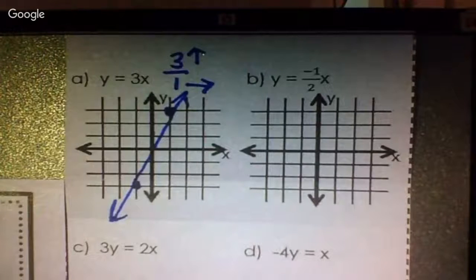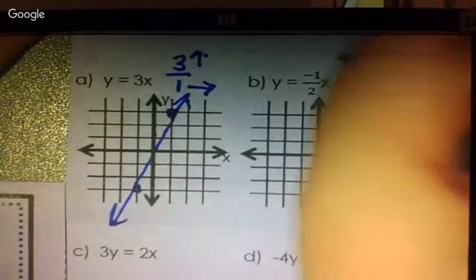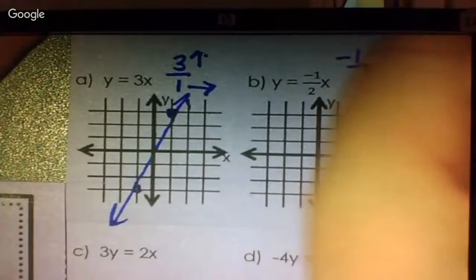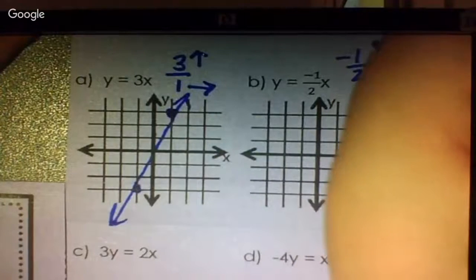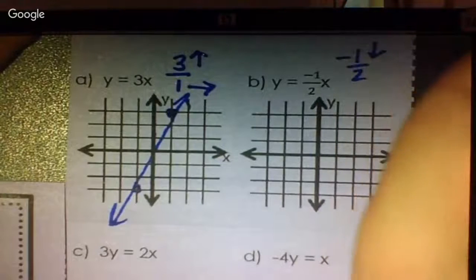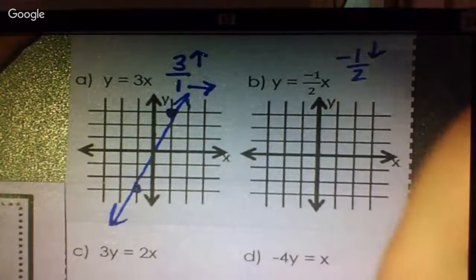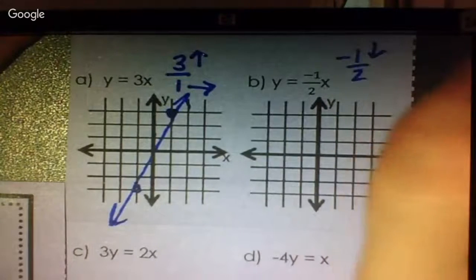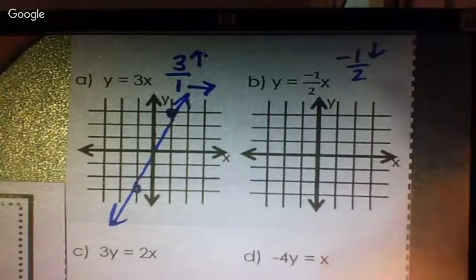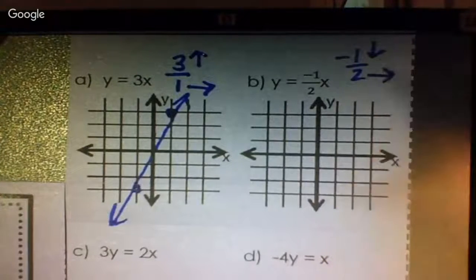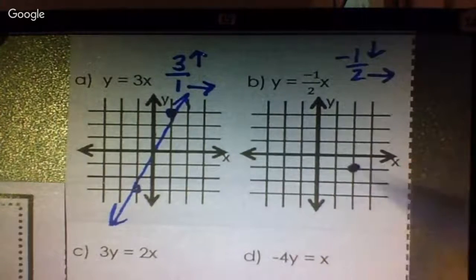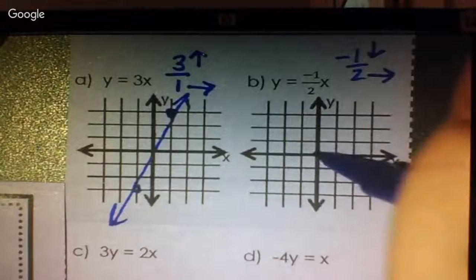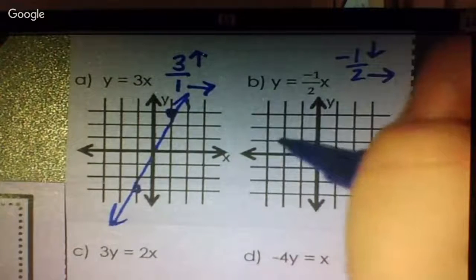Okay. I've got negative 1/2 x here. So negative 1 tells me I'm going down. Remember, rise over run. So it either goes up or down first and then left or right second. Positive 2 to the right. So down by 1 and to the right by 2. Or I can go opposite, which is up and to the left.